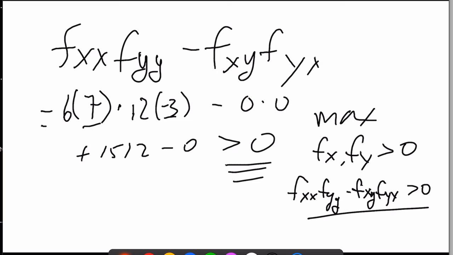Sorry, I lied. It's a max because both of these are less than 0. Right? So, yeah, minus 6. At that point, that's minus 42, and that's minus 36. They're both negative numbers, and then poof.